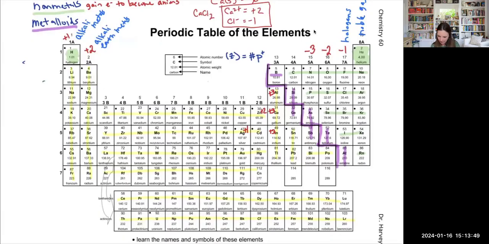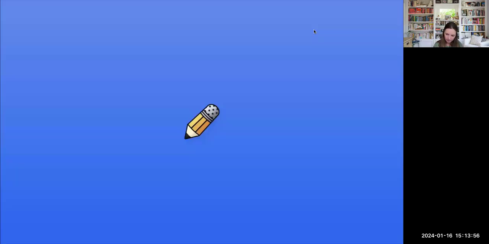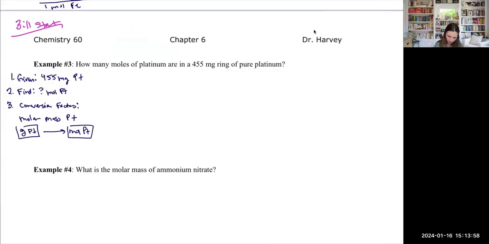Let's find platinum. So platinum, I know it's a metal. It's right here, 195.08. So grams of platinum would be downstairs, moles of platinum upstairs, 1 mole, 195.08. So that allows me to convert from grams to moles, but we're given milligrams.